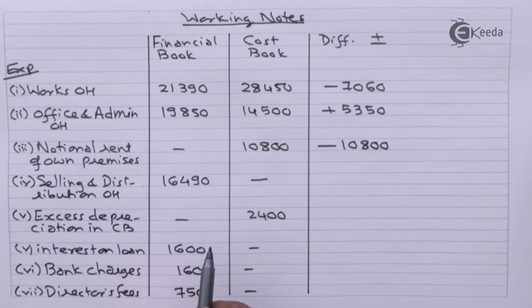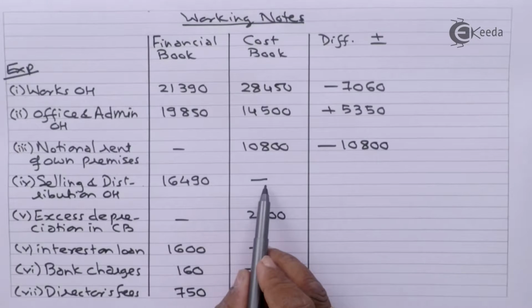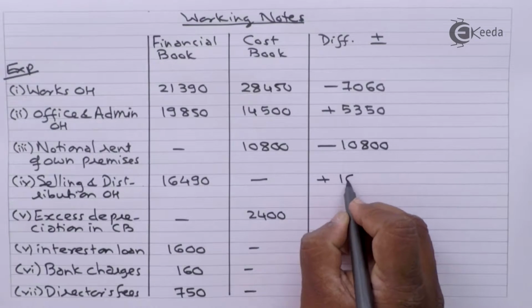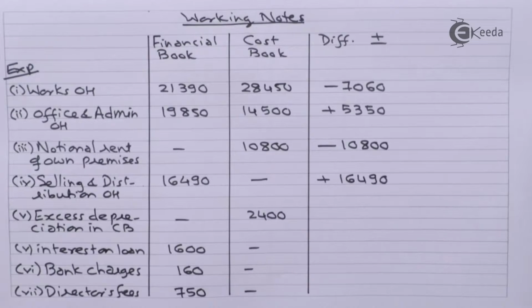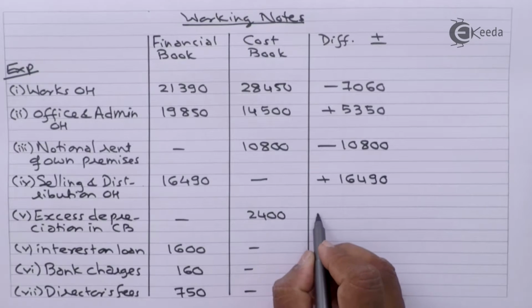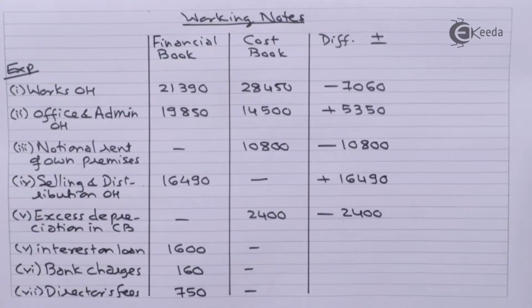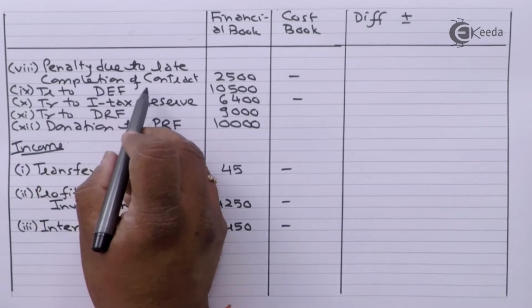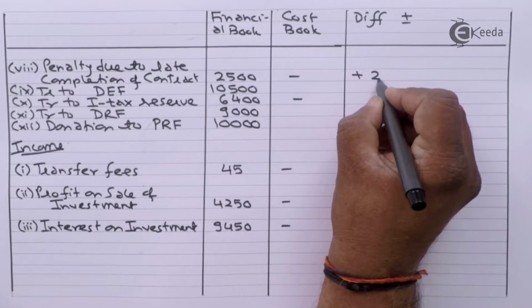Selling and distribution overheads 16,490 minus 0 plus 16,490. Excess depreciation in cost book 2,400 minus 2,400. Interest on loan 1,600 minus 0 plus 1,600. Bank charges 160 plus 160. 750 directors fees plus 750. Penalty due to late completion of contract 2,500 plus 2,500.